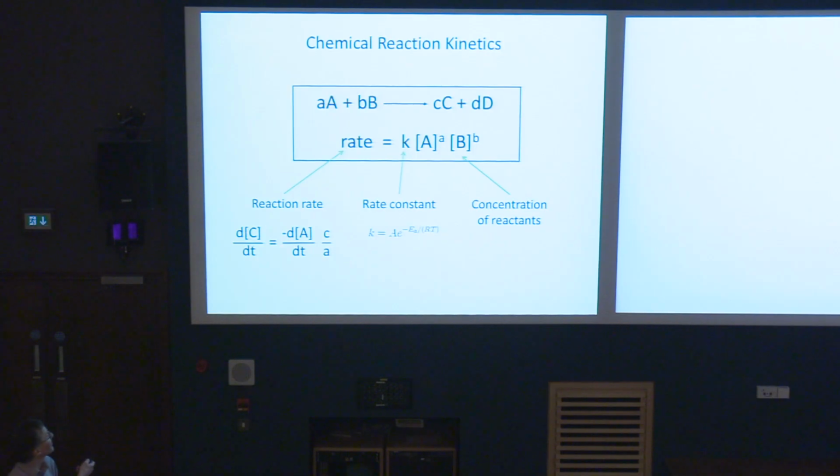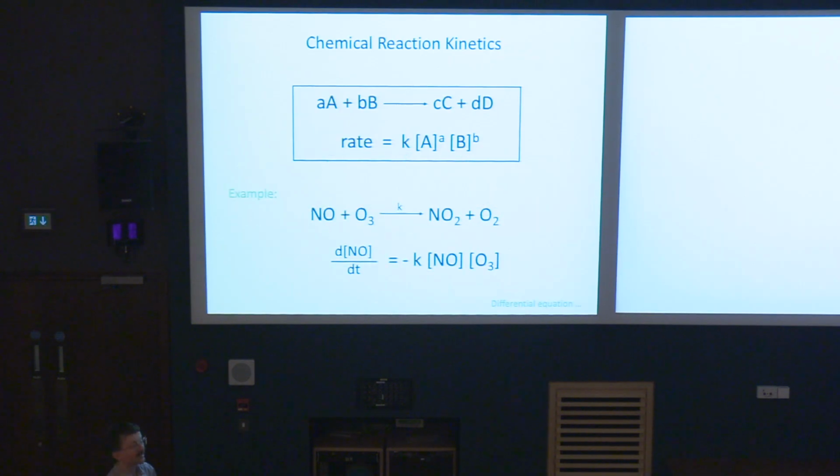And for the rate, we're looking at the rate of formation of product C, equal in this particular case to the rate of removal of reactant A. Assuming we have one molecule going to one molecule, this term here is just 1. So the rate of loss of the reactants is equal to the rate of formation of the products.